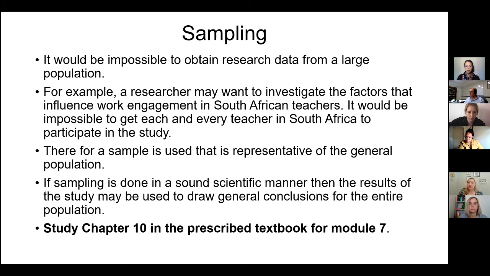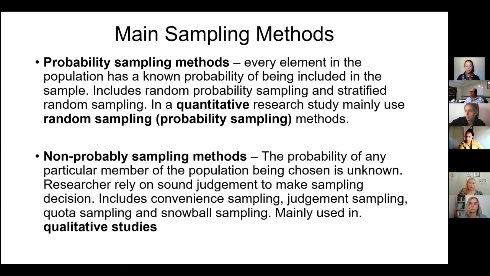And remember, once again, with quantitative studies, it's all about the logic and following science and scientific methods to collect your data. So you will have a scientific manner in which you decide which sample you will be using. For this, I would like you to go and study chapter 10 in your prescribed textbook for module 7. It will also give you more information about your main sampling methods.